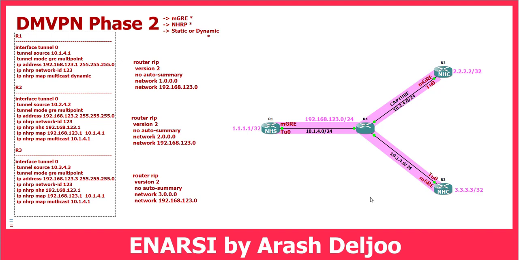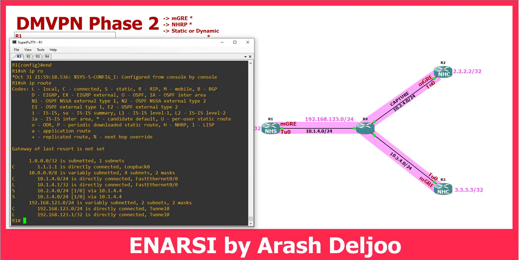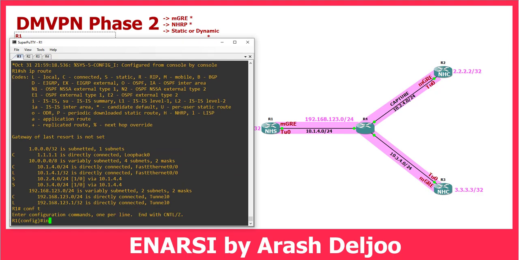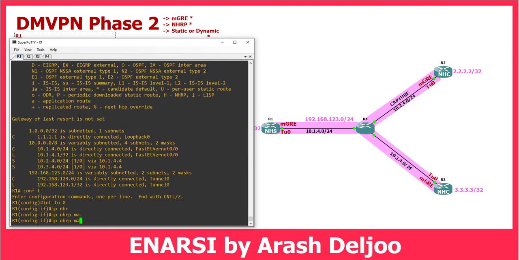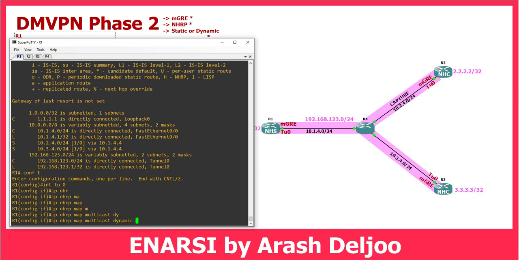You know that in the previous video we didn't configure this command. Why? Because in the previous video we had one point-to-point tunnel, and in the point-to-point tunnel the destination IP is, for example, obvious, and we can use it. All right, let me use this configuration inside, for example, router 1. Look at here, in interface tunnel 0, IP NHRP map multicast dynamic. Here we are using map dynamic.